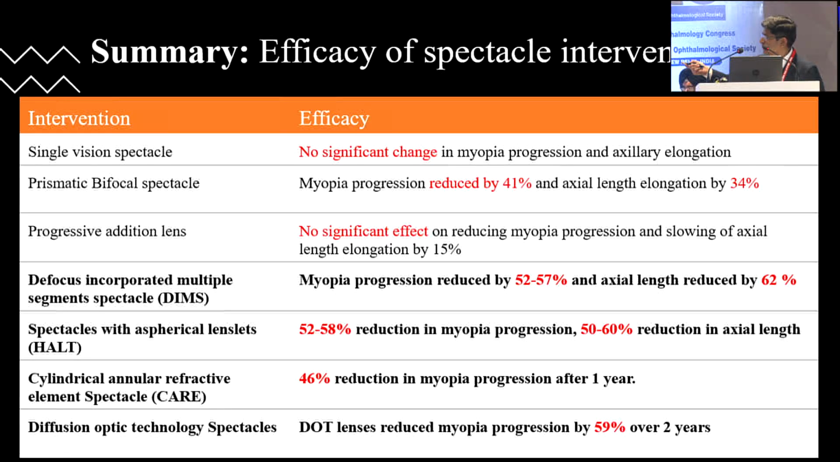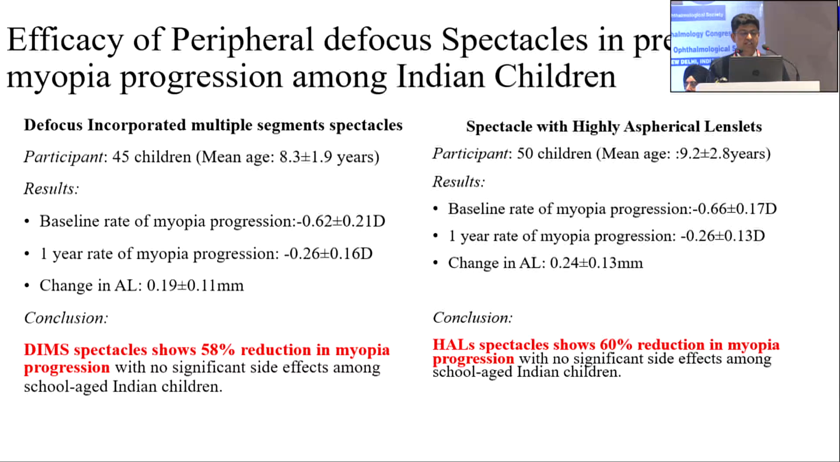We know that single vision lenses don't make a difference at all. Prismatic bifocals had an effect of about 40%, but again it was in a more select subclass of children who had accommodative lags and esophoria. Progressive add lenses, no real benefit. And then we have these 4 types of lenses where, as I said, you grossly see an effect ranging between 50 to 55%. This was our data, which is ongoing.